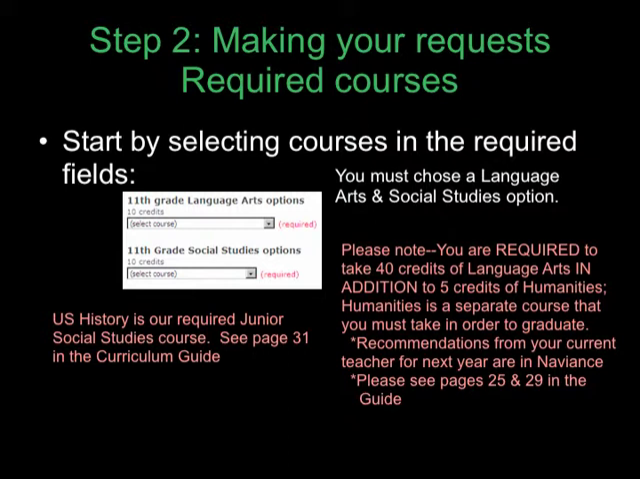For your social studies requirement, you as a junior will take U.S. history. We have 2 options for U.S. history. Please see your teacher's recommendations and page 31 in the curriculum guide.